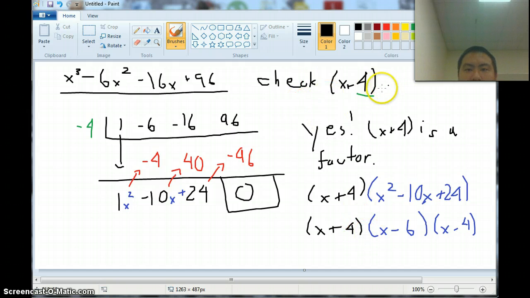We checked to see that x plus 4 is a factor. Yes. And then we ended up with the x squared minus 10x plus 24. And then we said, well, we're going to x box that and get the factors of that. So these are the factors. Now if I was to graph this thing, I could even see what the zeros are. The zeros are negative 4, positive 6, and positive 4.